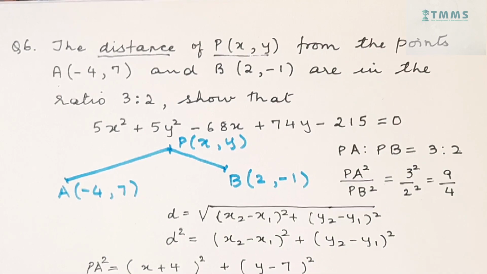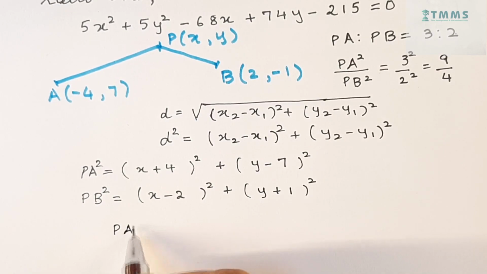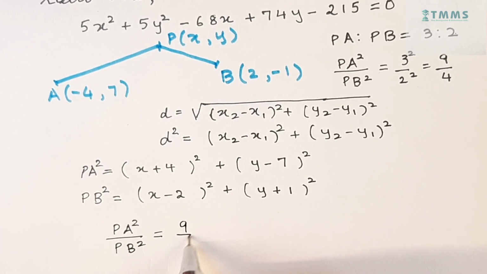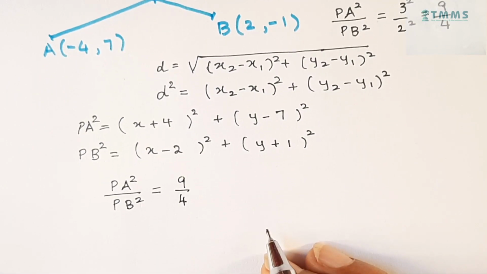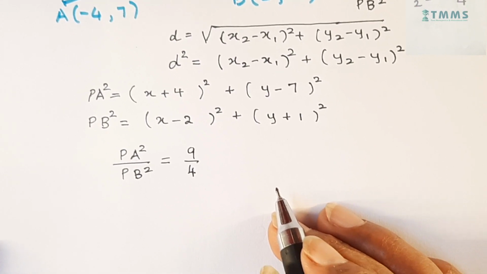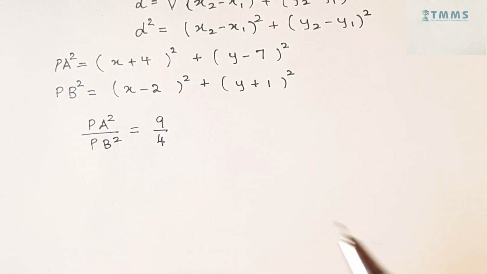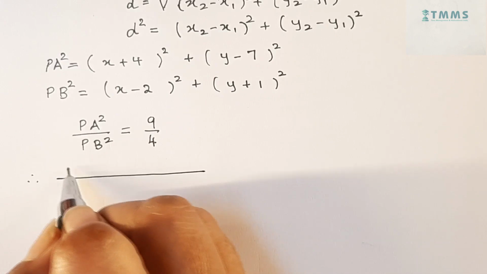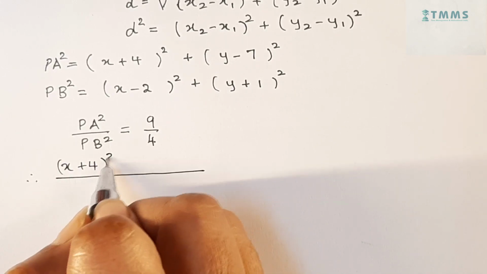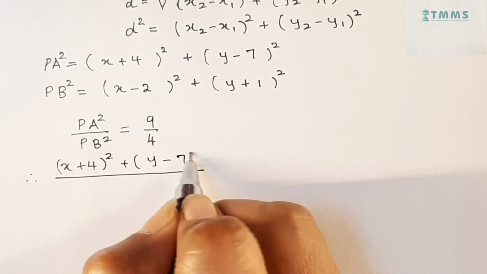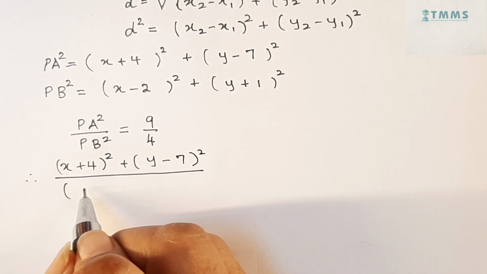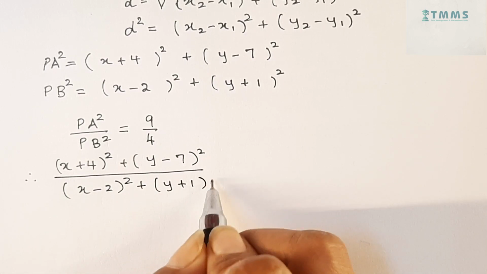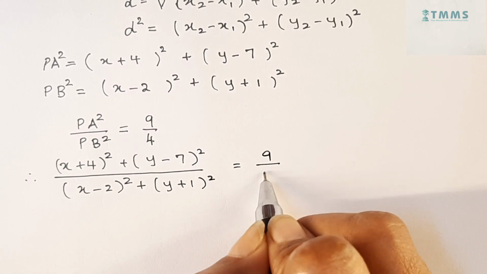Now, tell me what we should be doing. We will write PA square upon PB square is equal to 9 upon 4. We will write that, and then we will substitute the values. PA square will be x plus 4 whole square plus y minus 7 whole square, upon PB square, which is x minus 2 whole square plus y plus 1 whole square, and that will be equal to 9 upon 4, right?